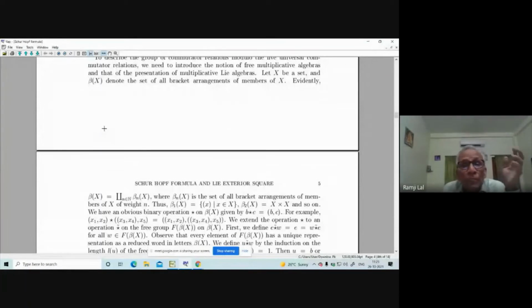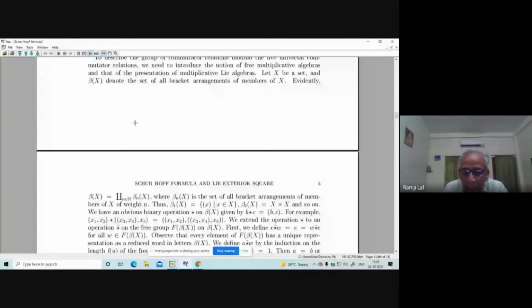So this is what we introduce here: the concept of free multiplicative algebra, the concept of universal free object in the category of multiplicative algebras, whether it exists, and how it exists, the construction.